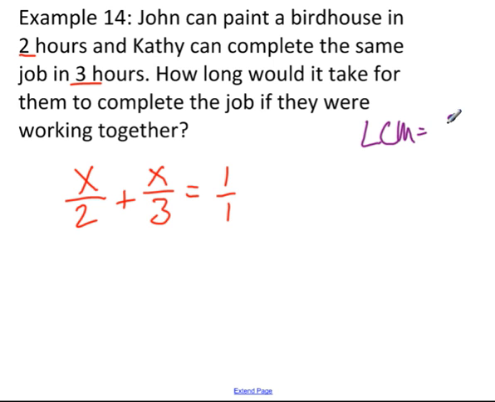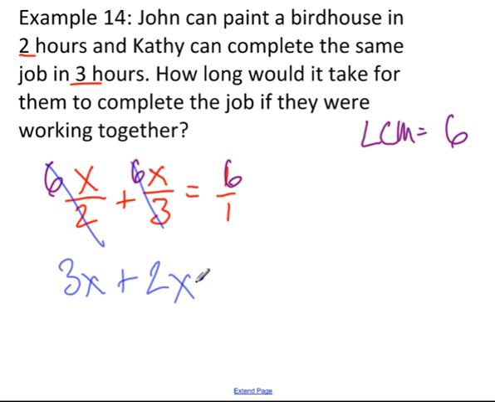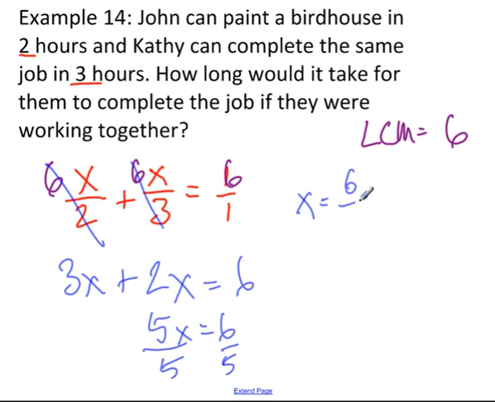So we need to think about what our LCM is. With a 2 and a 3, that's going to be 6. So we're going to multiply everything here by 6 and then cancel out some stuff. 6 divided by 2 is 3x, and 6 divided by 3 is 2x, equals our 6. And we divide by 5. So we get x equals 6/5 of an hour.